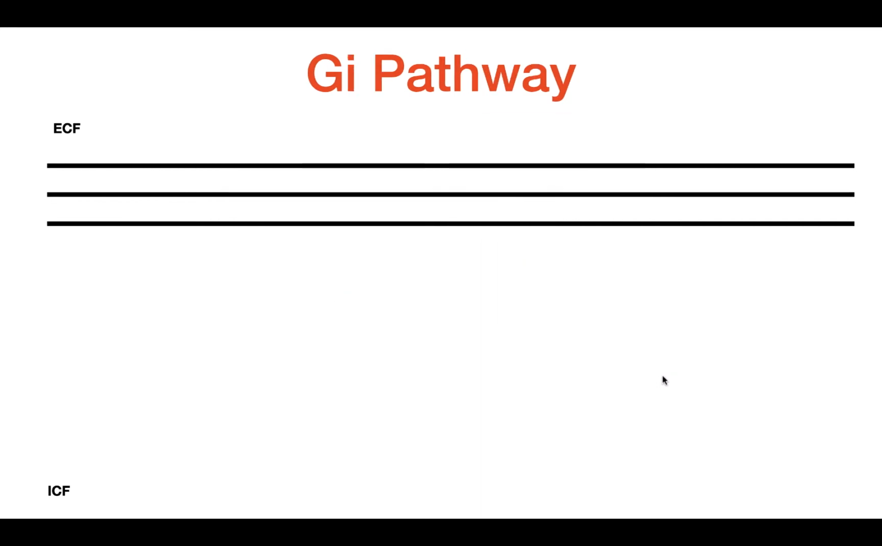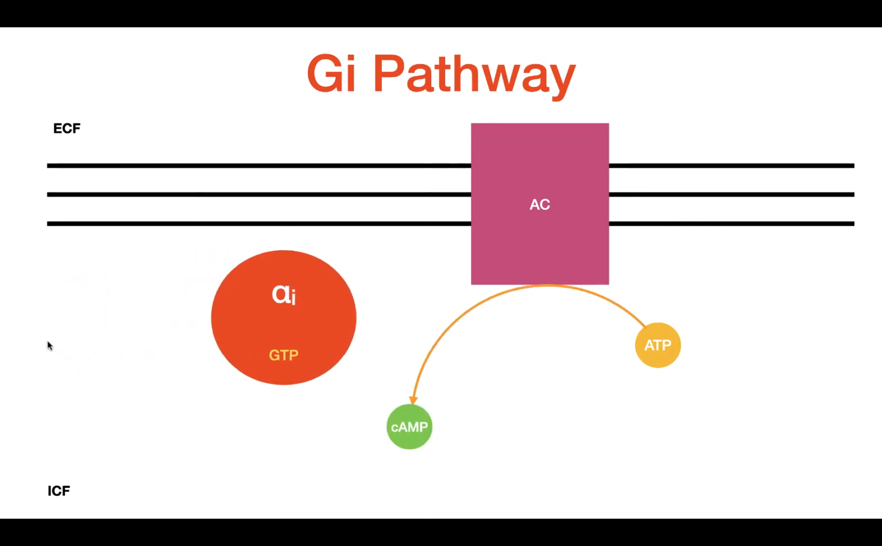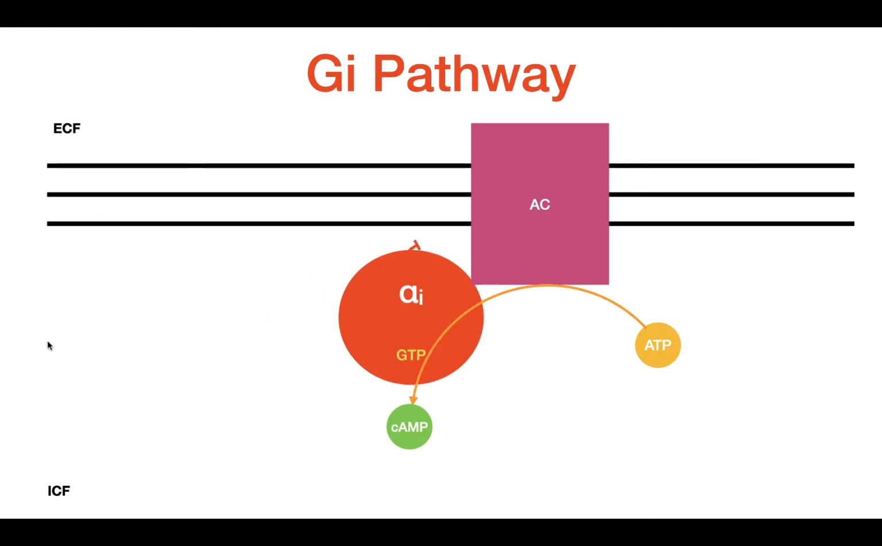The second pathway is sort of the antagonist of the previous pathway. This is the GI pathway, otherwise known as the alpha inhibitory pathway. Here we have the alpha subunit, but this time it is an inhibitory alpha subunit. And what's going to happen is that you have adenylate cyclase. And remember that adenylate cyclase converts ATP to cyclic AMP. So the alpha inhibitory subunit will bind to the adenylate cyclase and inhibit it.